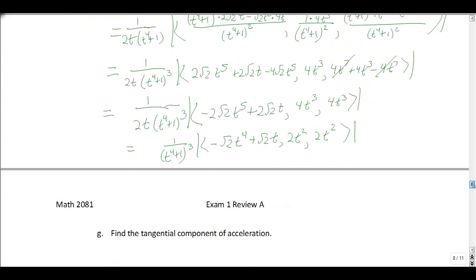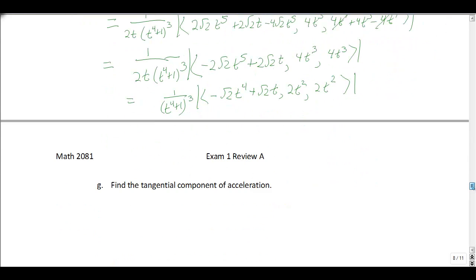So what I'm going to do, let's just keep going in green here. I get 1 over (t to the 4th plus 1) cubed times the magnitude of this. So I have to square the first component. That's going to give me a 2 t to the 8th, negative square root of 2 times square root of 2 is a 2, and I'll get another 2 when I square this, so that'll be a minus 4 t to the 5th, and then I'll get a 2t squared when I square the square root 2t. And I'll get a plus 4t to the 4th.